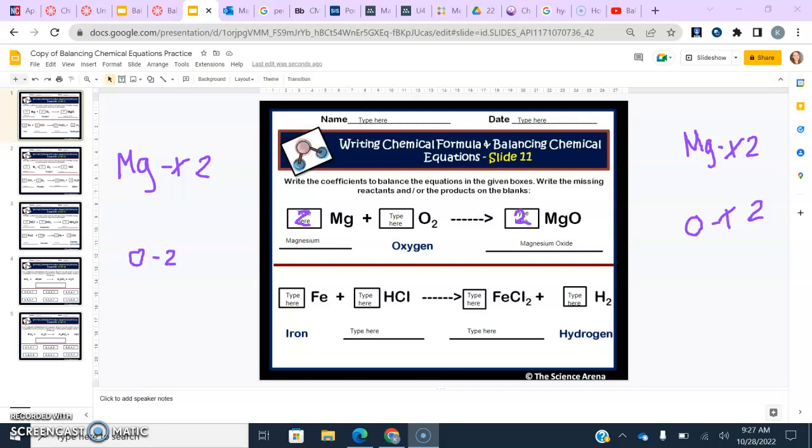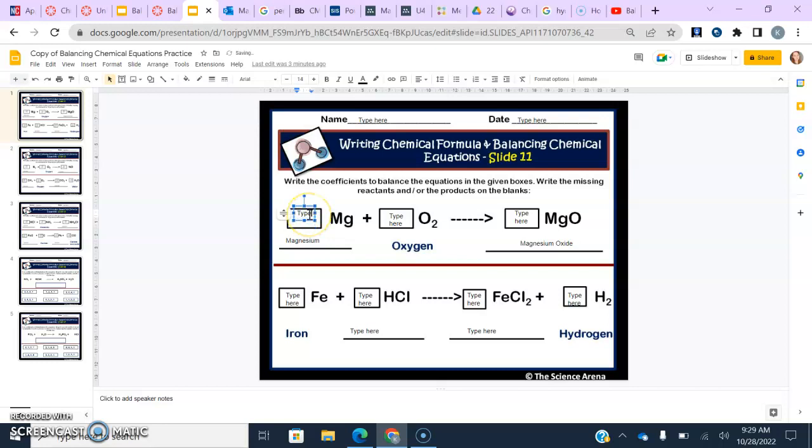Okay, so I'm going to delete the drawing and then I'm going to just type it in. Okay, so now I can type in my 2 magnesium, my 2 magnesium oxide, and you don't have to type in anything if there's not a coefficient, but I'm just going to type in 1 here just so that we know there's 1 oxygen gas molecule. Okay, so now let's do the bottom one.